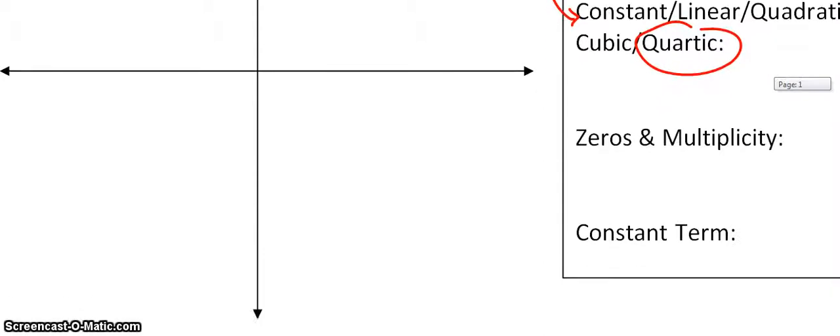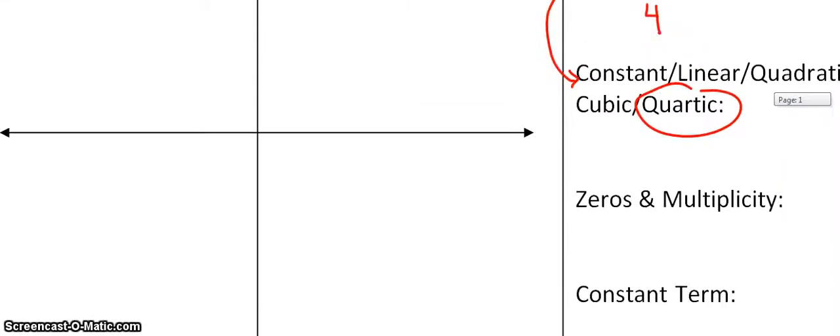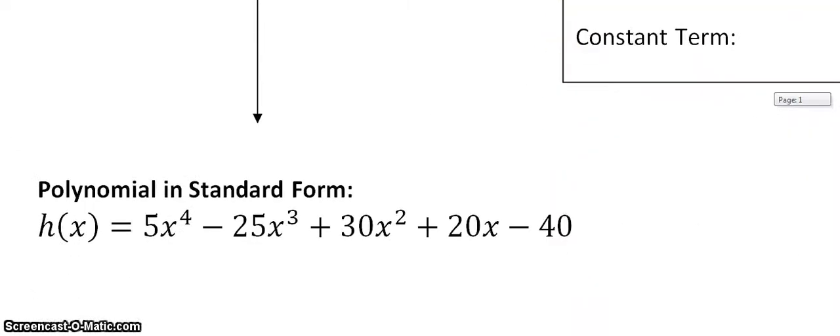and cubic would be a third degree polynomial. Okay, so there's a couple other words that we're going to go into discussing, and all of these words are going to help us sketch graphs eventually. So the last words are zeros, multiplicity, and constant term.